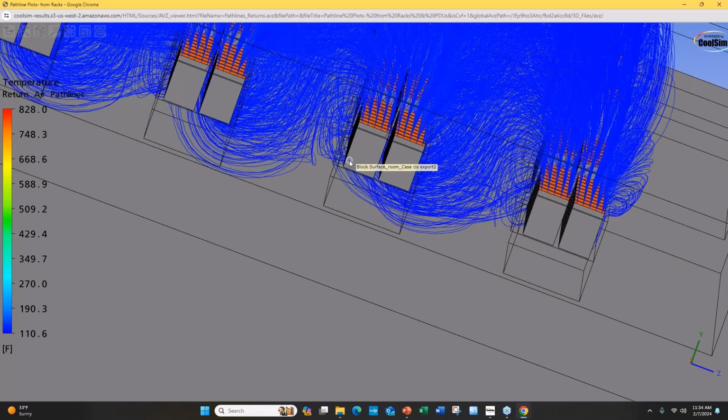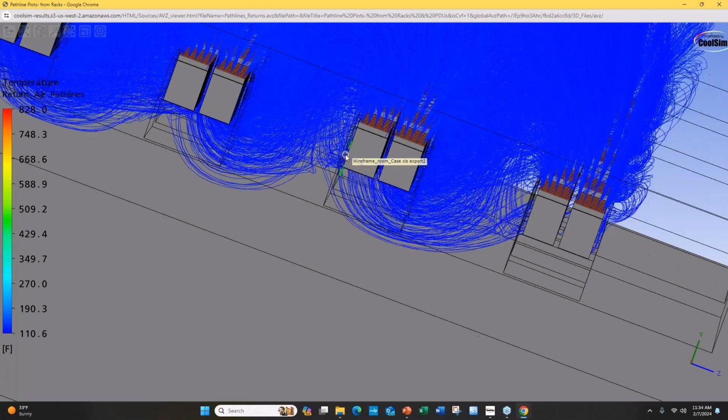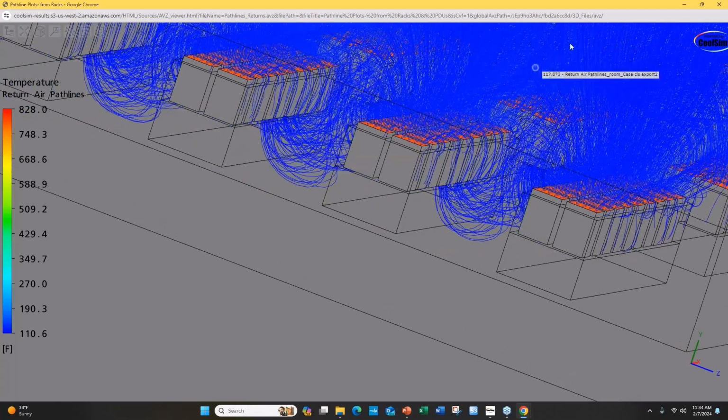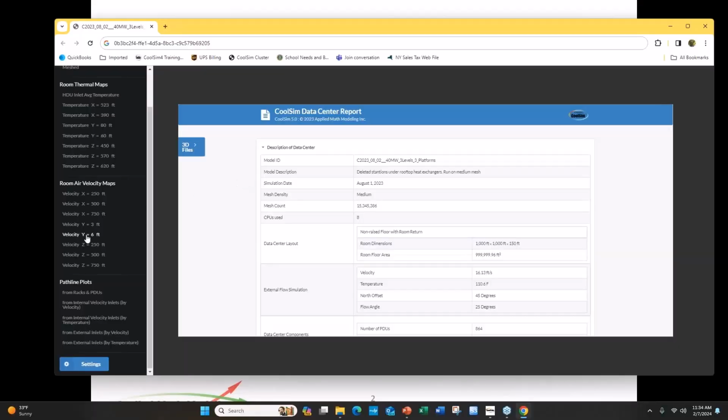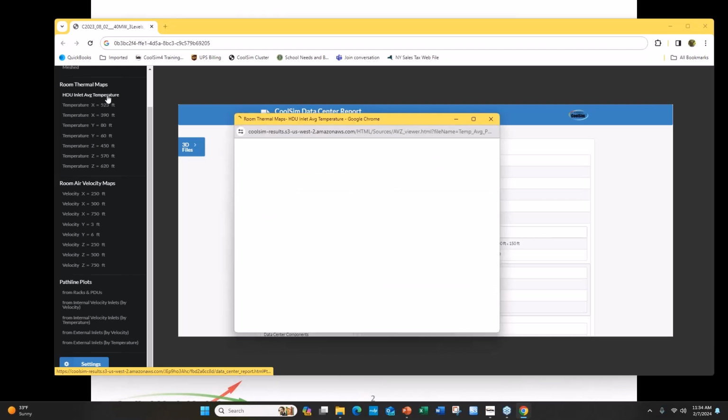Now, those solutions I just described come with costs, and you have to discuss those with your customer, but that is what would prevent it. Now, in terms of showing you the impact of that, there is a plot right here that we added in version 5 called HDU inlet average temperature. And this is really the most important plot probably in this set that you see here.